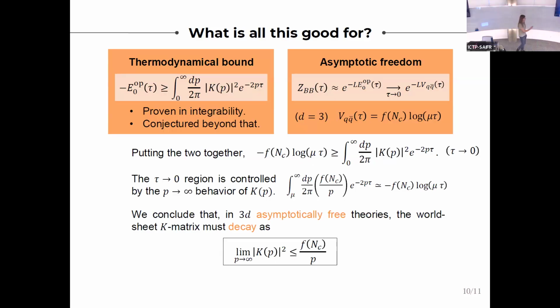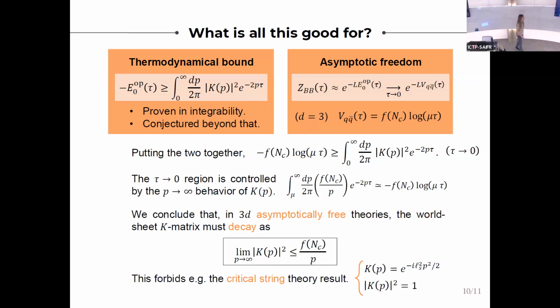Okay, and just as a teaser of what this bound can be used for, in particular, it can be used to rule out the critical string theory result. So what is that? You take the EFT and you put all the coefficients to 0, so that you just keep Nambu-Goto, and then it gives you this K matrix. It's only the Nambu-Goto contribution, and that is a pure phase. So the absolute value of K is just equal to 1. So it clearly violates the bound in the sense that it does not decay.